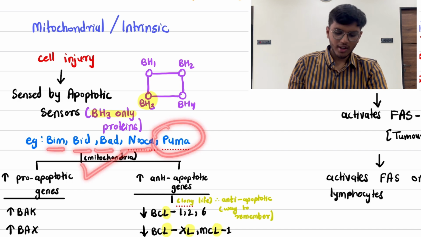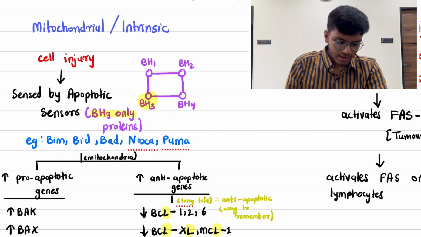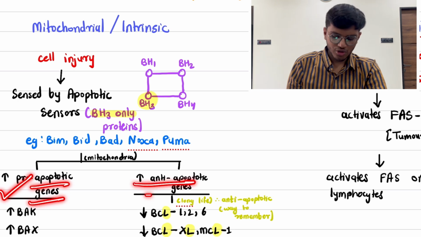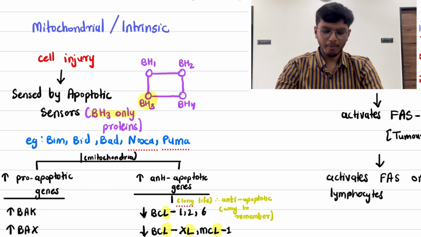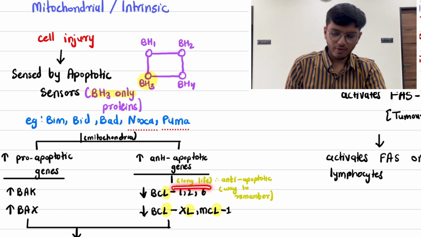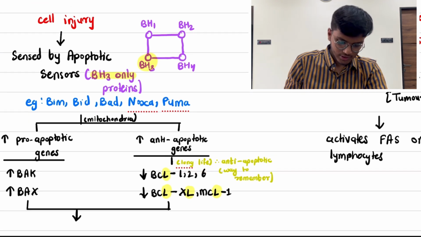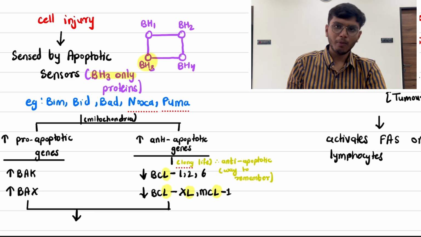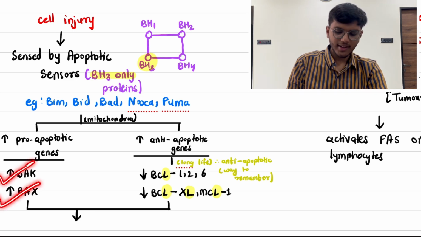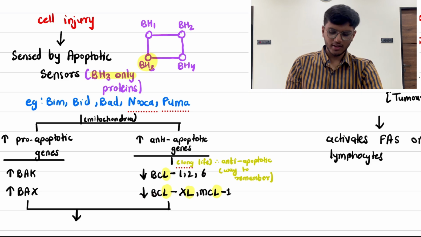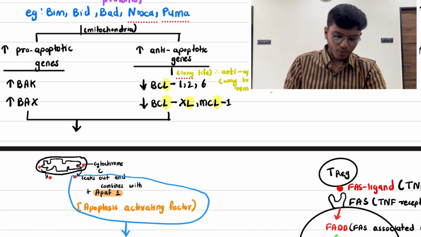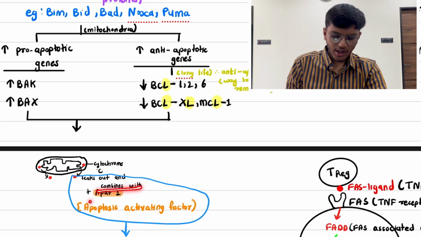It is in mitochondria. In mitochondria, there are two types of genes: pro-apoptotic genes and anti-apoptotic genes. Pro-apoptotic genes increase the process of apoptosis, while anti-apoptotic genes decrease the process of apoptosis. Therefore, it is a long life. We can remember by the term long life. What are the examples of pro-apoptotic genes? BAK and BAX. And examples of anti-apoptotic genes are BCL-2 and BCL-XL and MCL1.